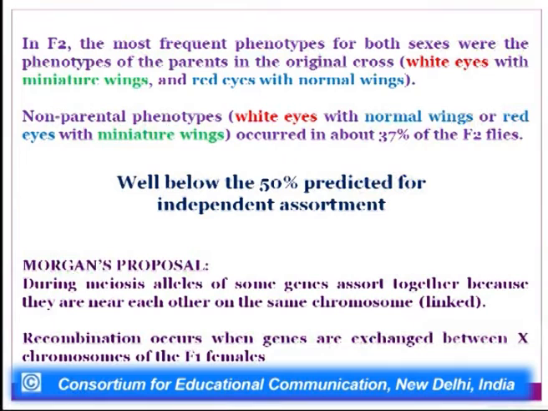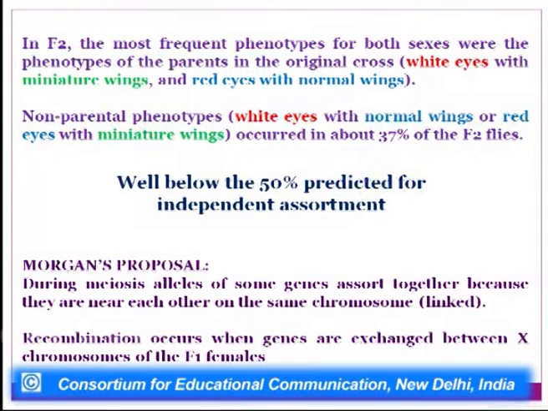Morgan's proposal was that during meiosis, alleles of some genes assort together because they are near each other on the same chromosome, or they are said to be linked. So he proposed that the eye color and wing size genes are lying on the same chromosome, very close to each other. Therefore, when they are inherited, they do not independently assort, and they tend to be inherited together. And therefore, you get more parental types rather than the new recombinants. This is an example of linkage, showing that genes are linked together on chromosomes. He also proposed that recombination occurs when genes are exchanged between the X chromosomes of the F1 females.